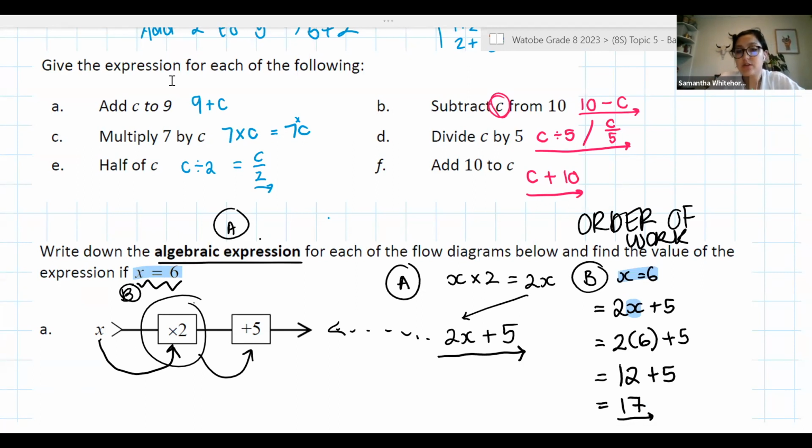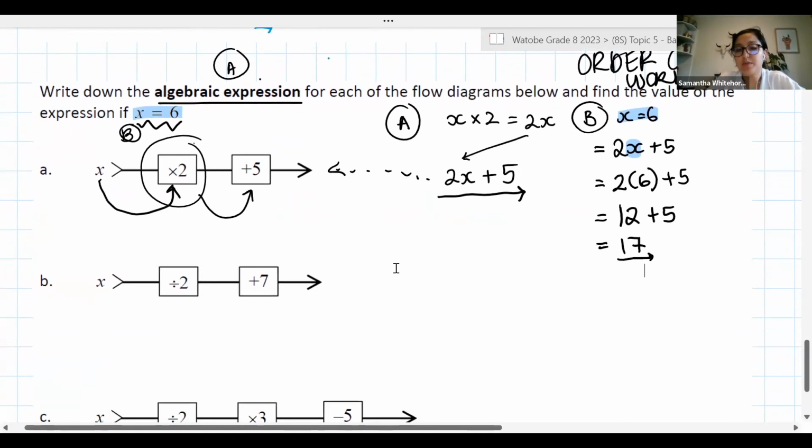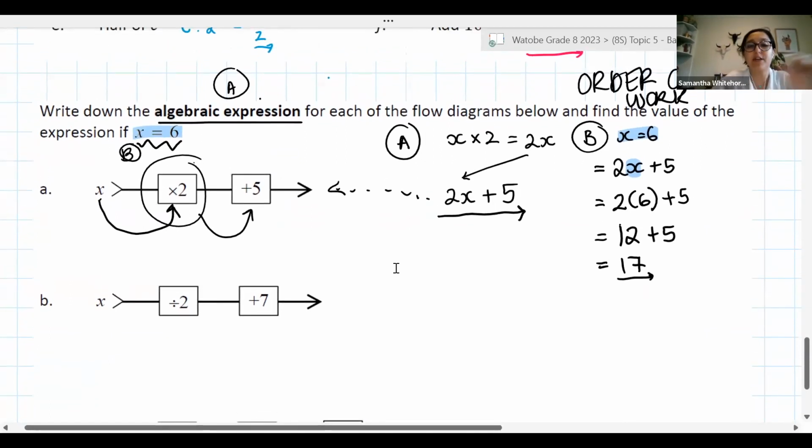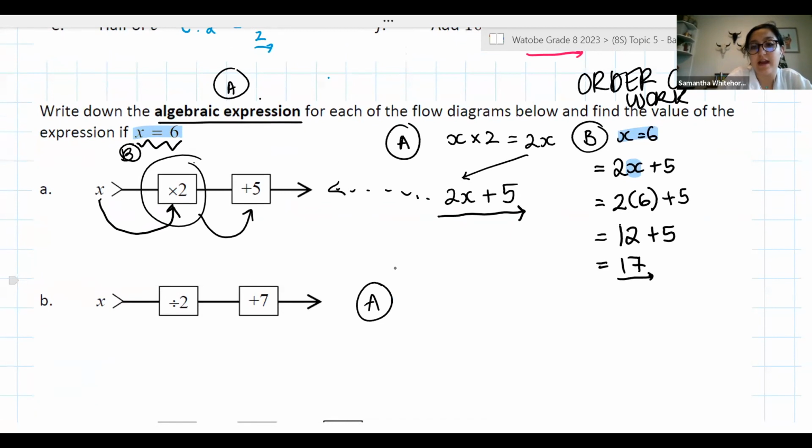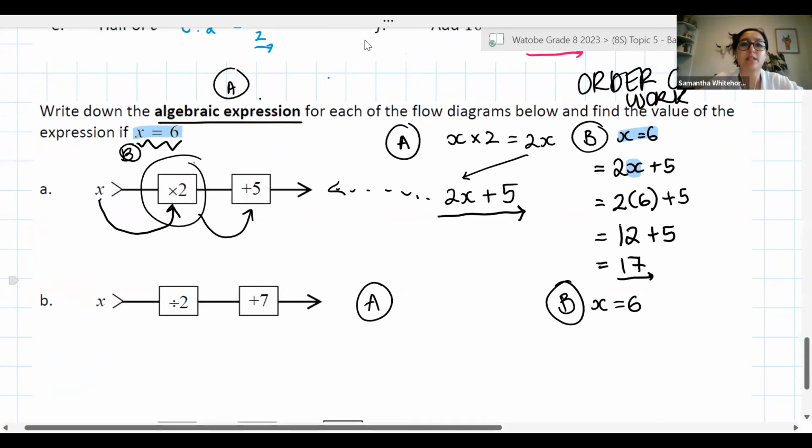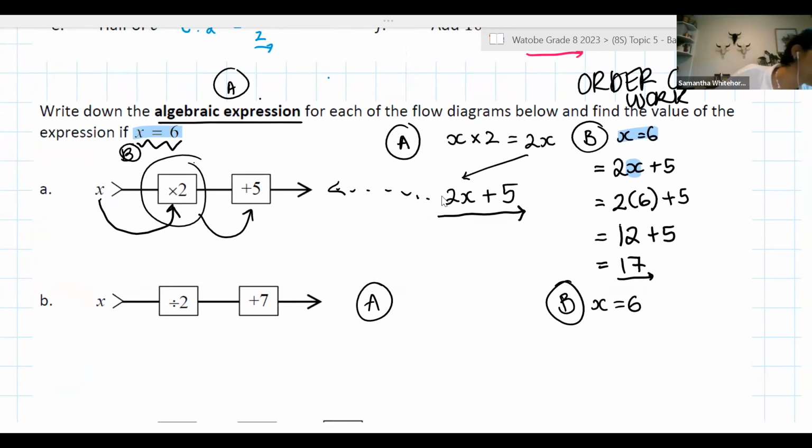All right, so for the last 2 minutes, I want you to give me the expression, so part A, and I want you to tell me the value of this expression again when x is equal to 6. So look at your flow diagram, see what's happening, and then give me the value. You can pop your answers in the chat. Let's go, my people. Try and write your expression as simplified as possible, because that is eventually where we want to go, to have nice simplified expressions.